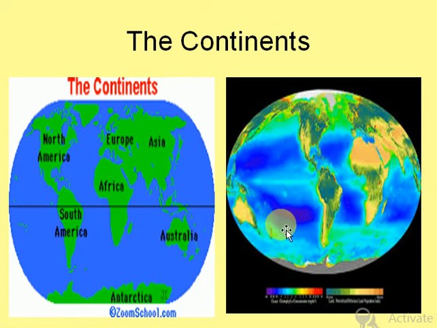Look at this image. The blue part is the water bodies. And these are the continents. Picture taken from the space. That is why Earth is called blue planet, because maximum part of the planet Earth is covered with water bodies.